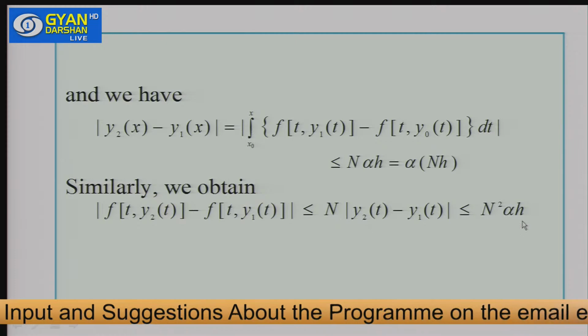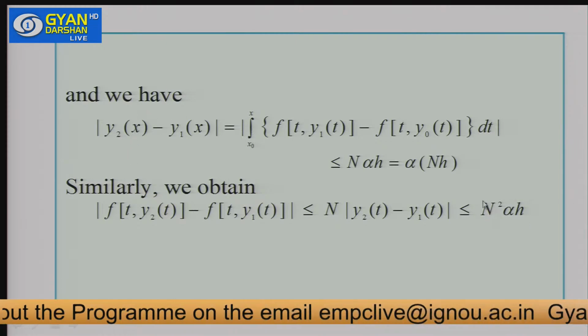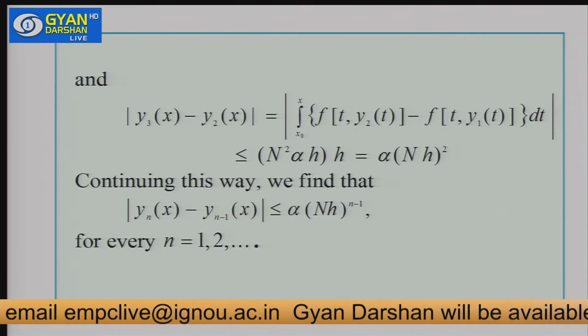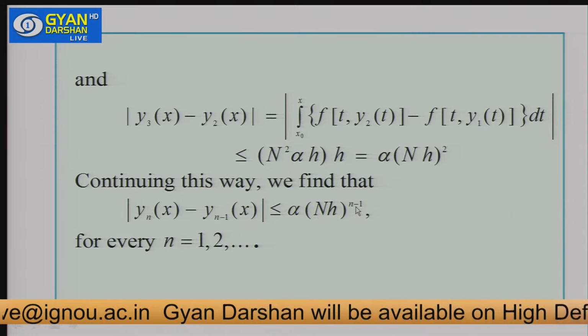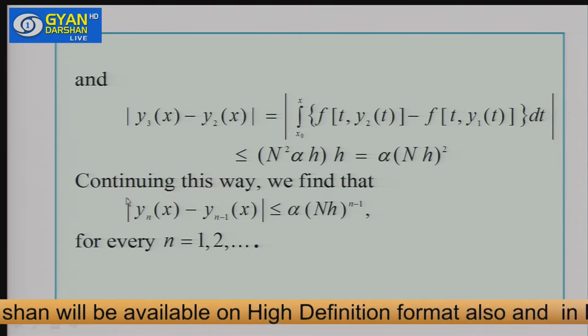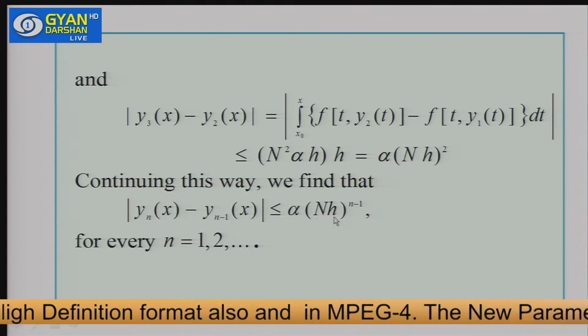If you move forward in the sequence to the series, each term is just increasing on n and going. So this is how the nth term is less than or equal to this. Continuing this way, we find that the nth term of this series, the modulus of yn minus y(n-1), should be less than or equal to this.